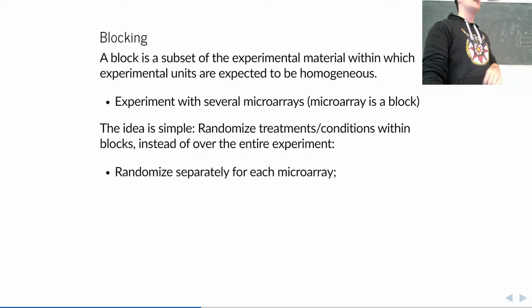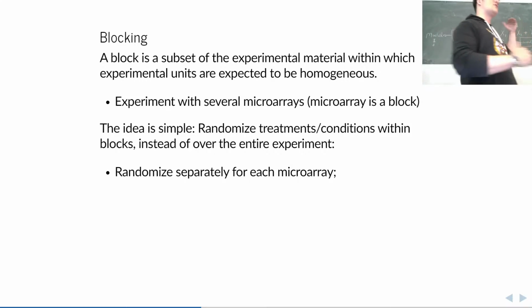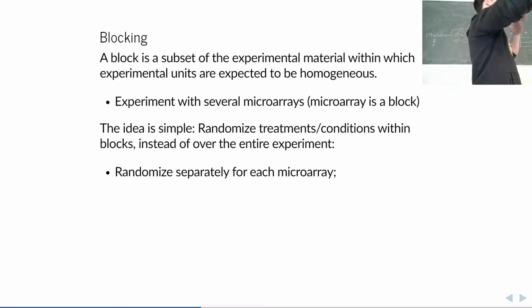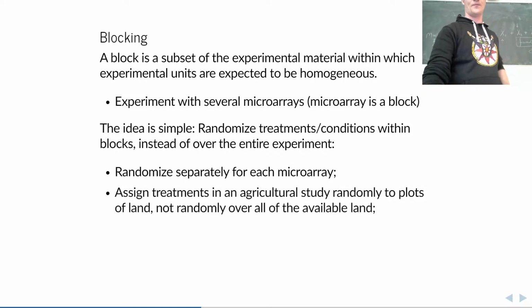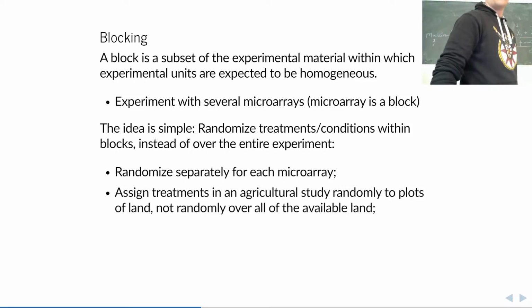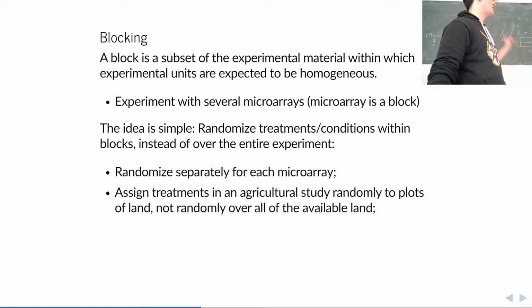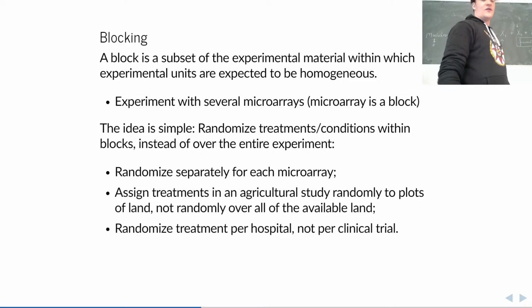Now, this is one thing. This will take care of the bias, but we still have a structural difference between blocks, right? And if we could somehow estimate that difference and subtract it, then we have a more powerful study. That's what we're going to do with a mixed model. So this is the other example: if you randomly assign treatments to plots of land, that's better than randomizing over the entire field that you have. If you have a clinical trial that involves multiple hospitals, you should randomize the treatment, so placebo or treatment, per hospital and not over the entire clinical trial. This hospital will do this, this hospital will do that.